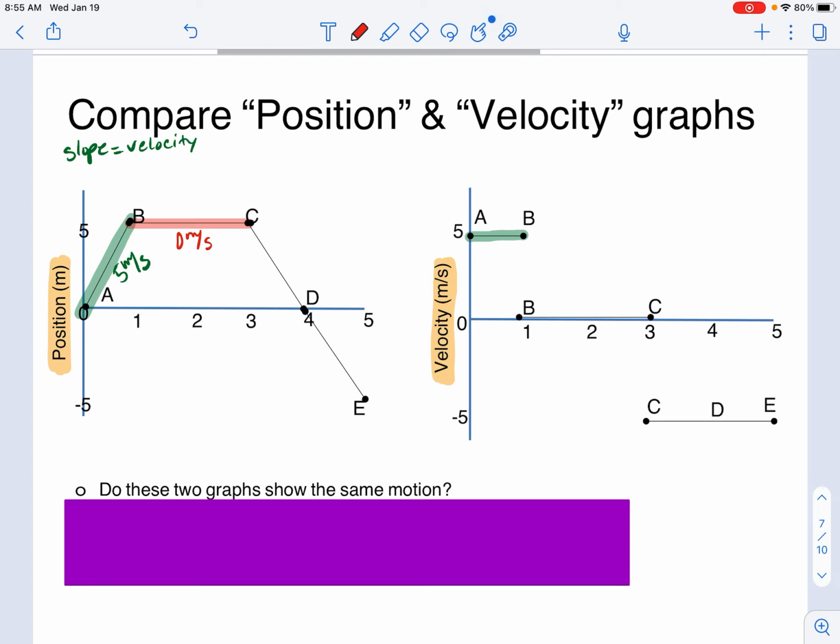If we come over to my velocity-time graph, here is my value of 0 meters per second because the y-axis is showing me velocity. So when I look at segment BC, sure enough, we have a steady value of 0 for this particular segment.